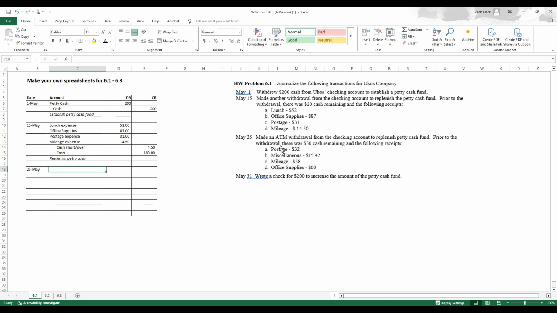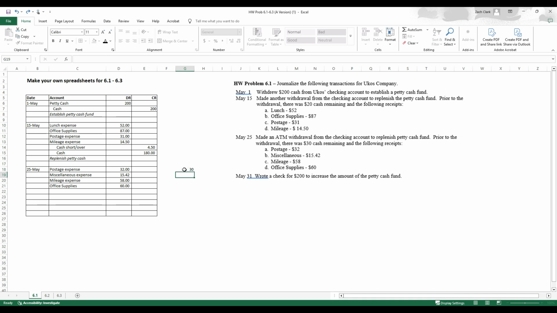And let's see, we had $30 remaining. We had the following receipts. So again, we have postage expense. I'm just going to take some of these. Miscellaneous expense, mileage. What else? Office supplies. So a lot of similar stuff, and that's what you would expect, that it's being used for similar things as you go. $58 and $60. Okay, and that totals up to $165.42.